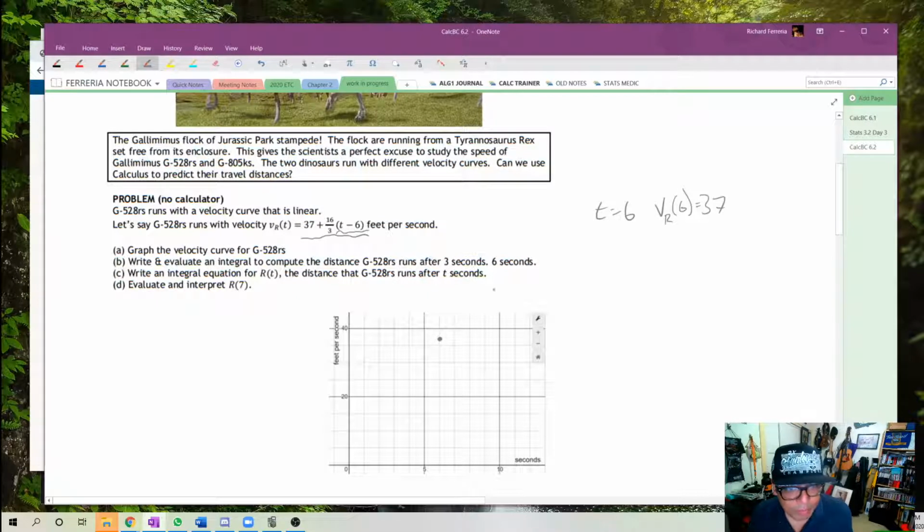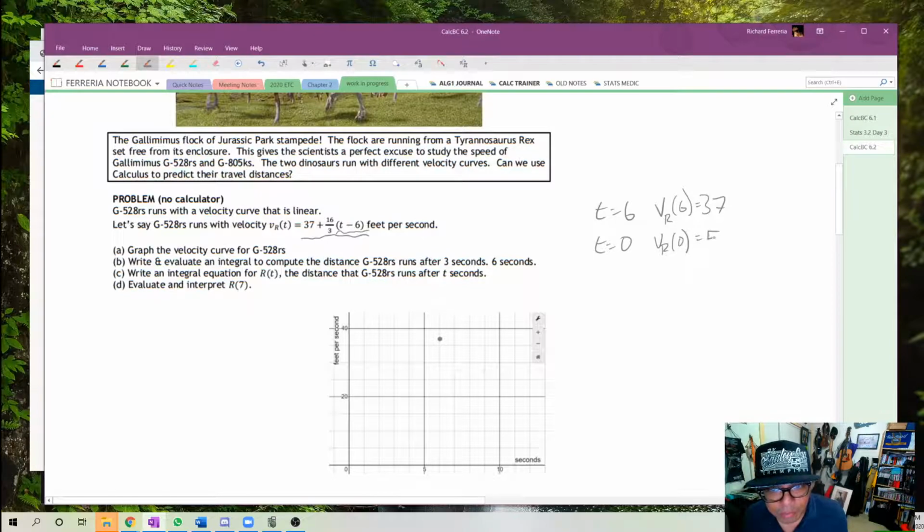And then the next point that you can plot, well, everyone's favorite is going to be at t equals 0. So the velocity VR at 0 is going to be equal to, well, let's see. If I substitute a 0, this becomes negative 6. Negative 6 divided by 3 is negative 2. Negative 2 times 16 is negative 32. 37 minus 32, that's 5.